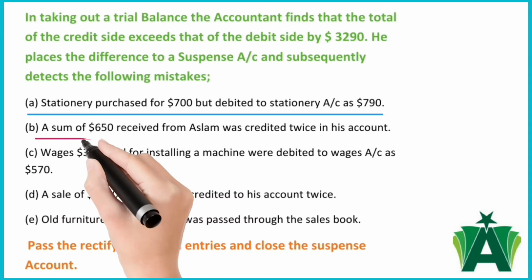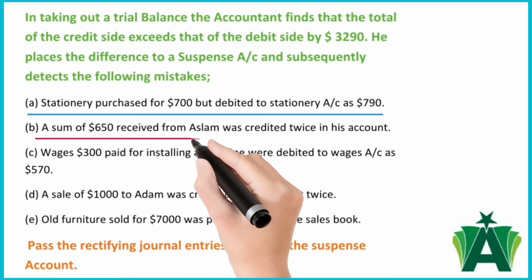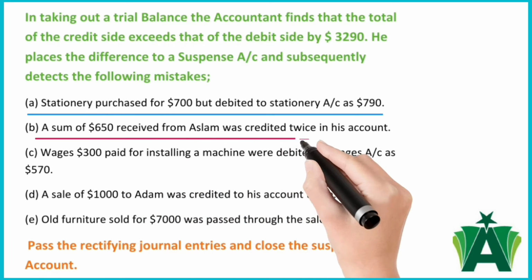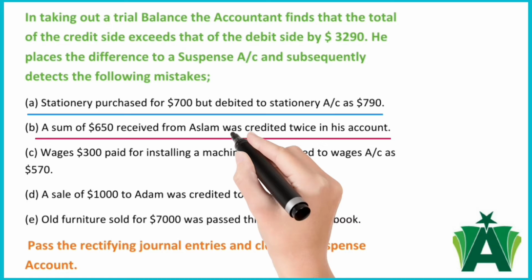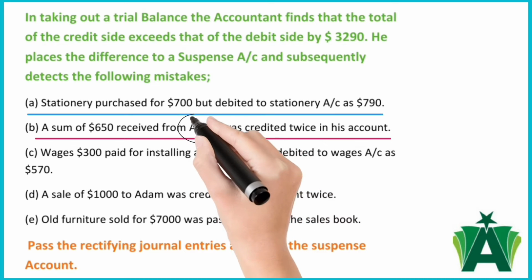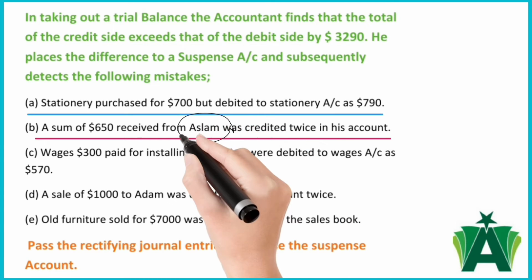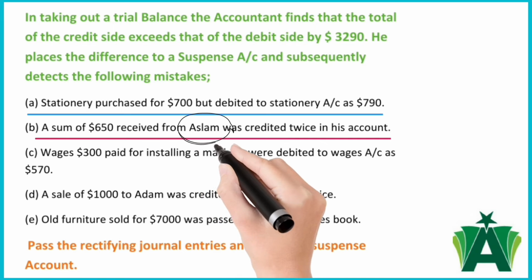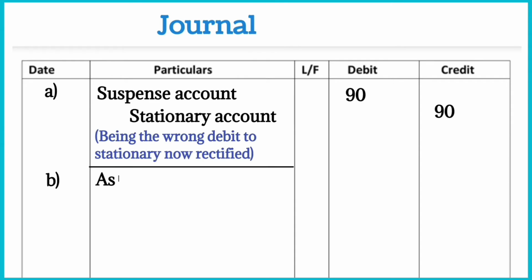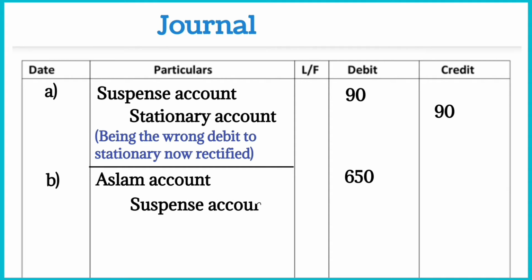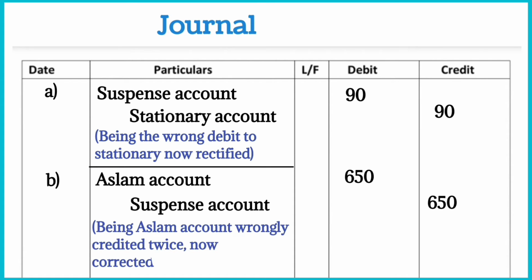A sum of $650 received from Aslam was credited twice in his account. The error is only in the Aslam account, which has been credited twice. The rectifying entry will be Aslam account debit with $650, suspense account credit with $650. Being Aslam account wrongly credited twice, now corrected.